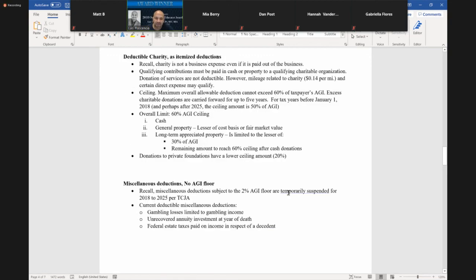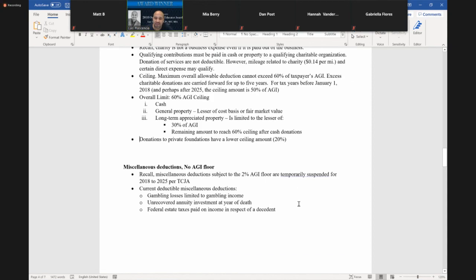These expenses are no longer in the books. Miscellaneous expenses are temporarily suspended. So what expenses on the miscellaneous expenses are deductible? These do not have a floor. Gambling losses are deductible to the extent of gambling income. Unrecovered portion of your annuity, the year of death.